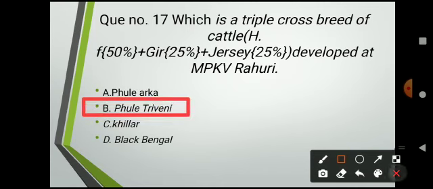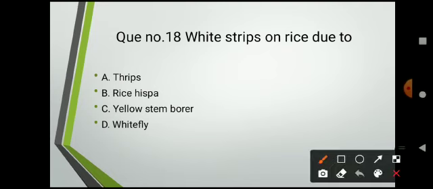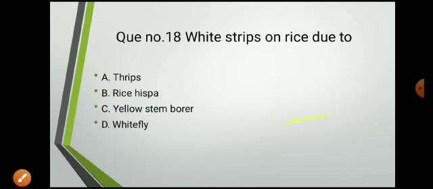Next question, question number 18. White strips on rice, it is due to. And the options are thrips, rice hispa, yellow stem borer, and the last option is white fly. White strips on rice, it is due to yellow stem borer. Option C.